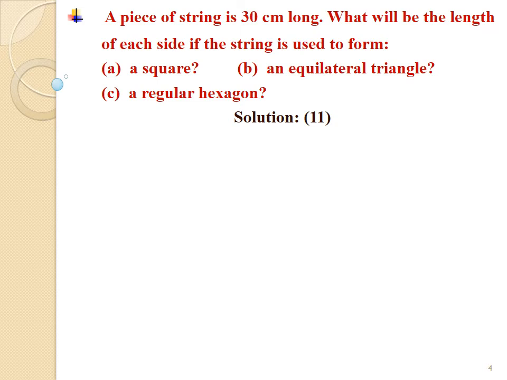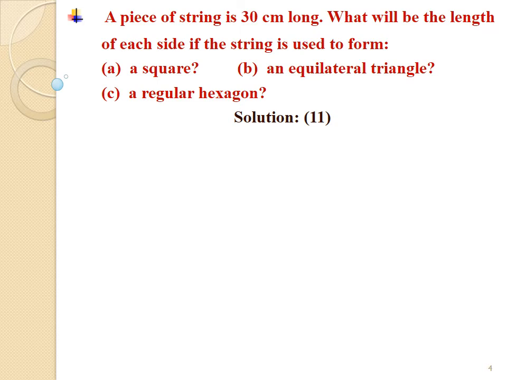Thus, the length of the piece of string is equal to the perimeter of these given shapes. So, we can say that the perimeter of a square, an equilateral triangle, and a regular hexagon is 30 centimeters each. And we have to find out the length of each side of the square, equilateral triangle, and regular hexagon.